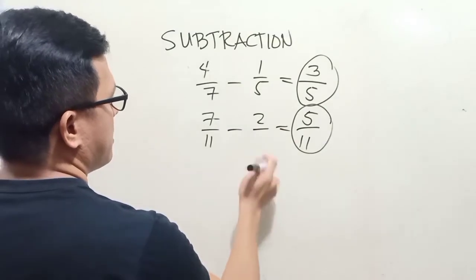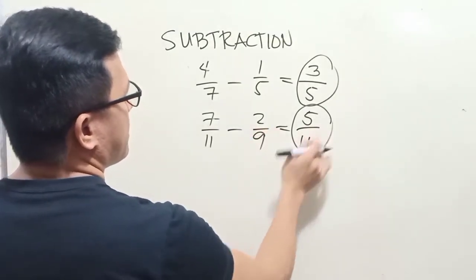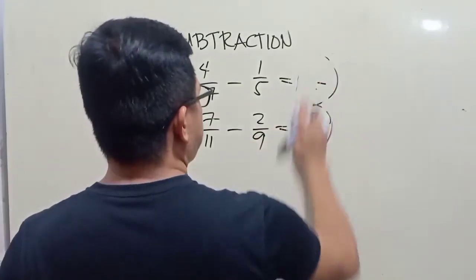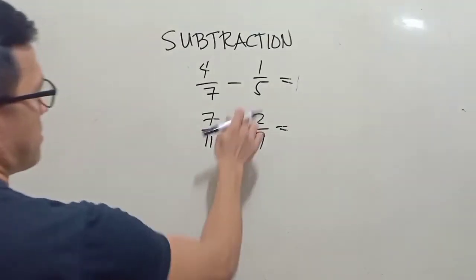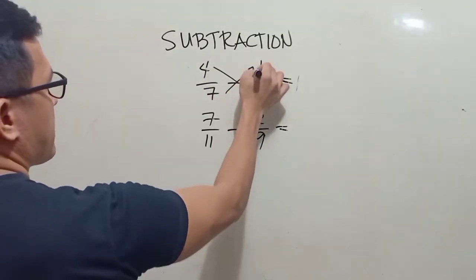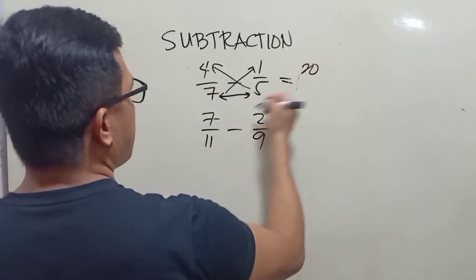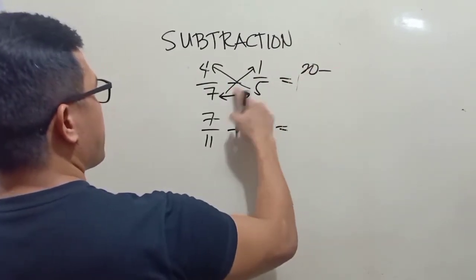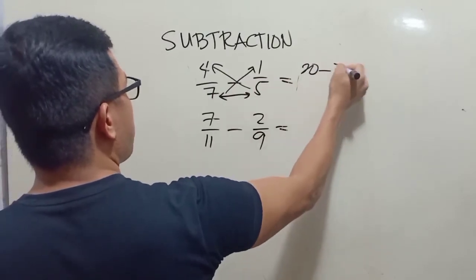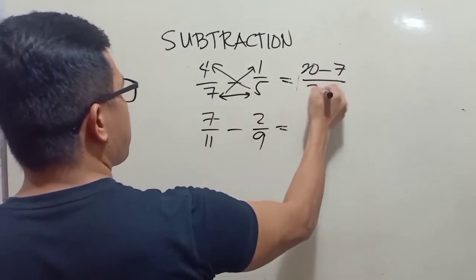Shall we say 2/9? Okay, next. Again, same rule, okay? Like this, multiply, and like that. So 5 times 4, that is 20, okay? And then minus, because the sign is minus. And then 7 times 1, that is 7. Over 7 times 5, that is 35, okay?